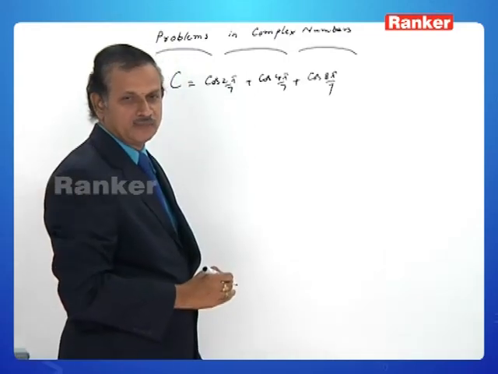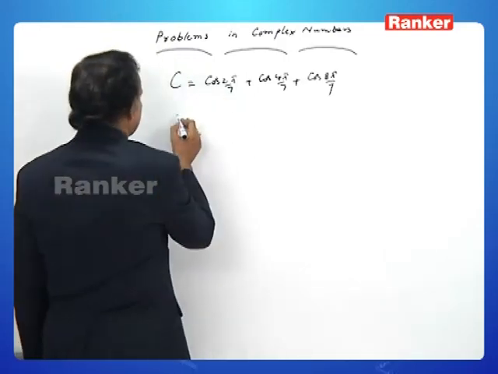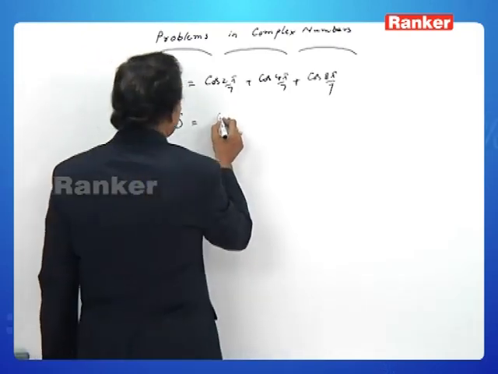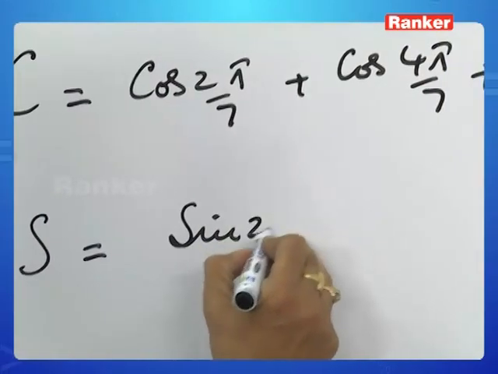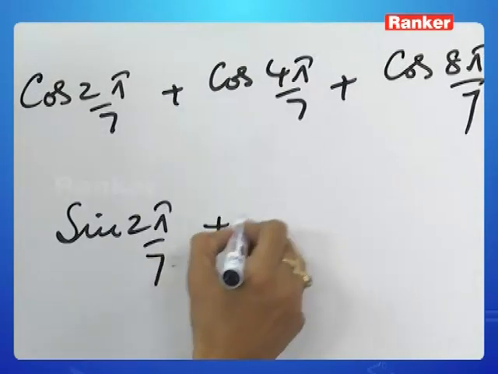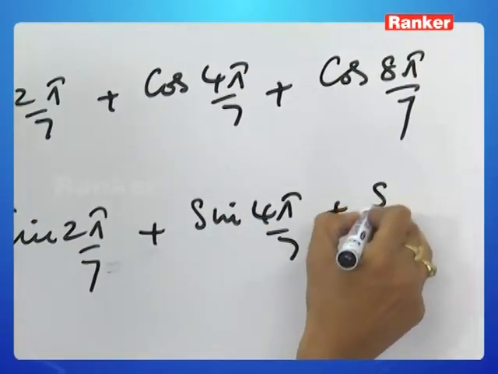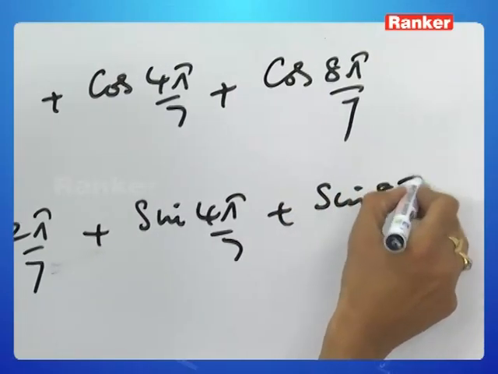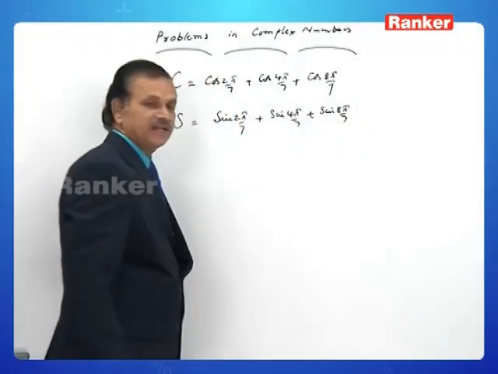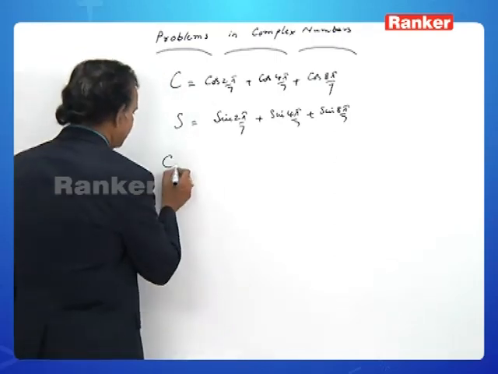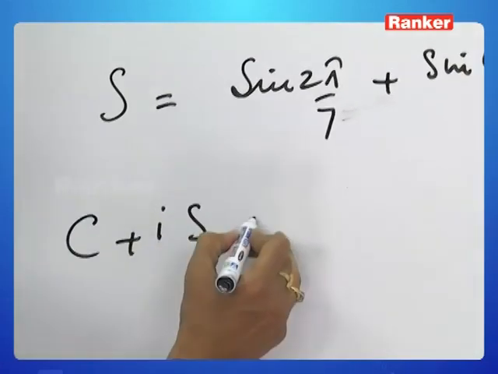Cos 8 pi by 7. And so S, again, S is equal to sin 2 pi by 7 plus sin 4 pi by 7 plus sin 8 pi by 7. Well, let me write C plus iS. What happens?